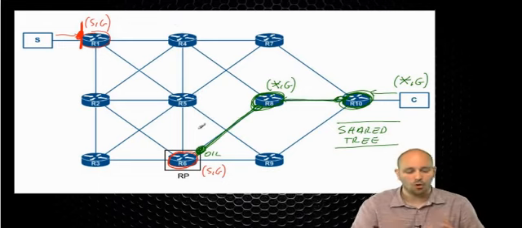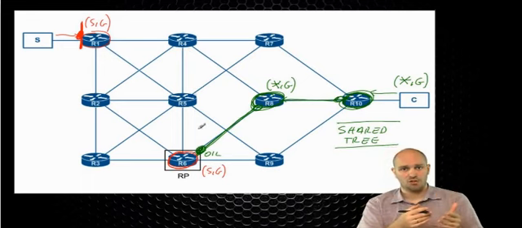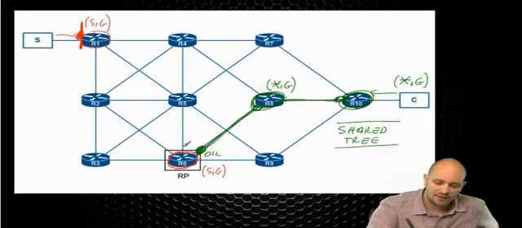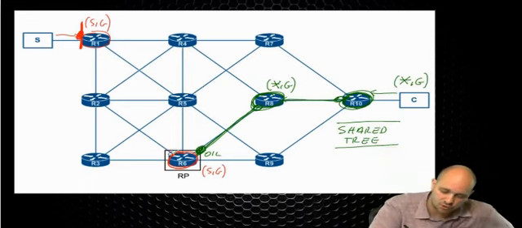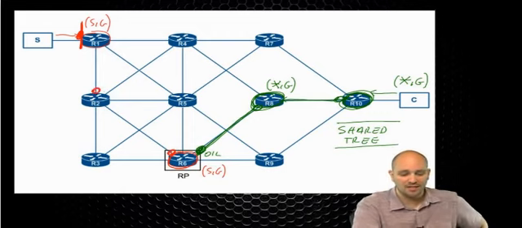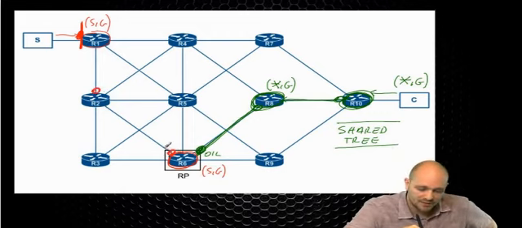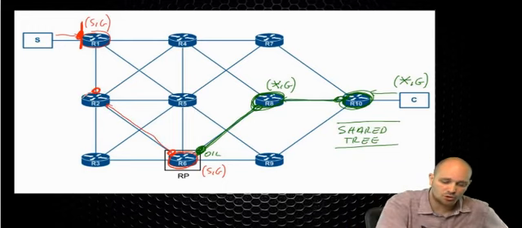So the rendezvous point now looks, what is the best way for me to reach the source? Now, let's say that the best way for the rendezvous point to reach the source is this interface here, and that on R2, this is the best interface to reach the source. So these are the RPF interfaces here. So the RP now sends out an S, G join on this interface here.